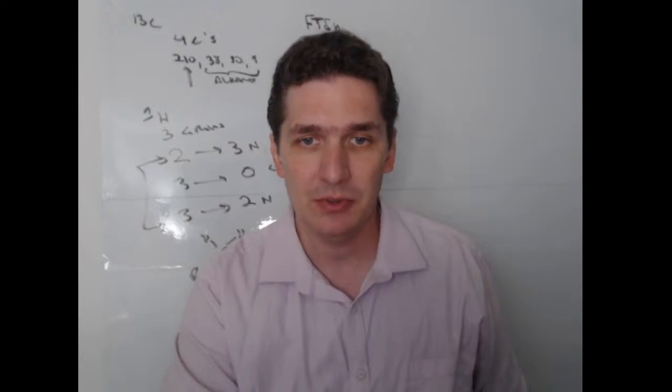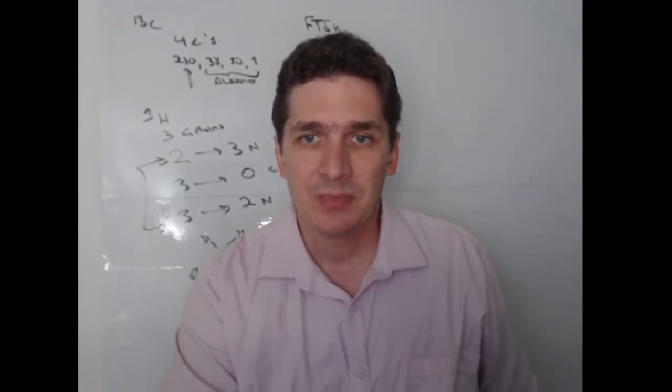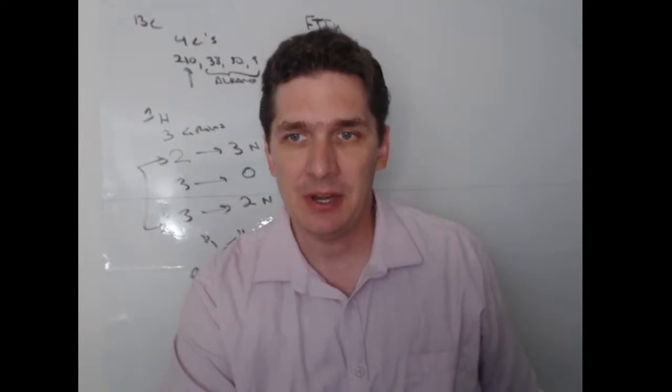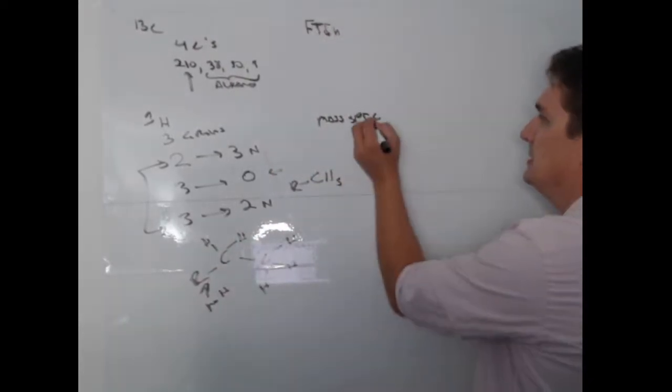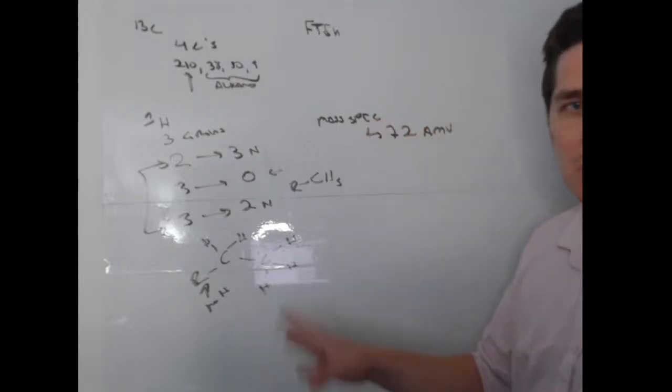So now we go to the, what's next? The mass spec. So the big thing with the mass spec here is that parent ion mass, and the parent ion here is going to have 72 AMUs of mass. Well, let's look at what we have so far.